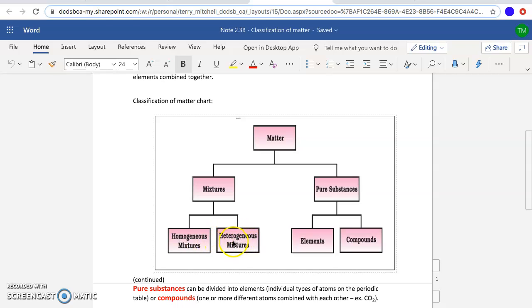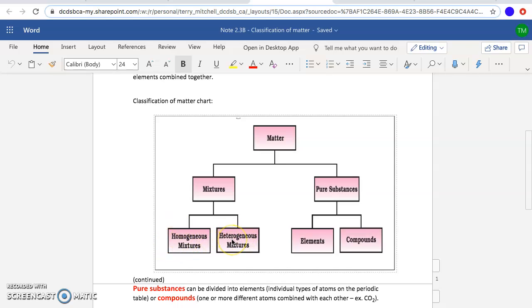Heterogeneous, you can see more than one thing. So if I put salt into water and I stirred it up, and you cannot see the salt anymore, it's dissolved, that would be a homogeneous mixture. In that cup, there is water molecules and salt molecules. So it's not pure anymore. It's got more than one thing in it. But you can only see one thing, so it's homogeneous.